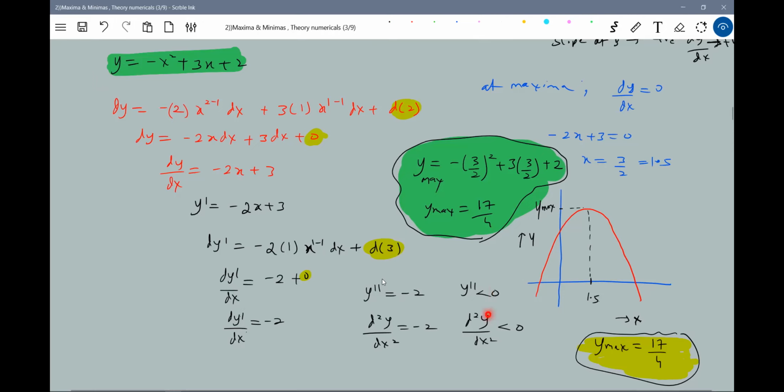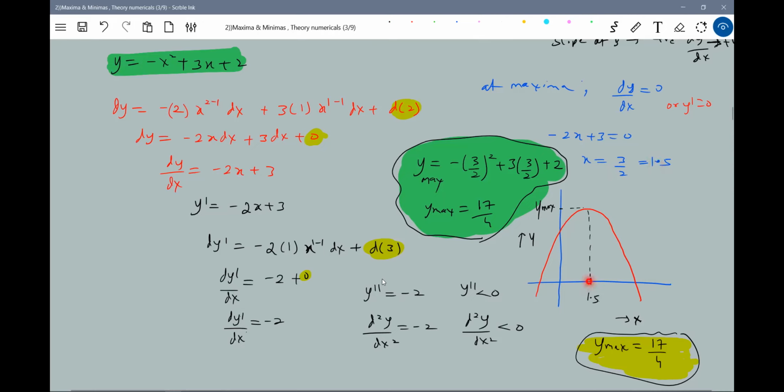Okay, a maximum exists. How to find that value? Equate the first derivative to 0. At maxima, what is the condition? The slope will be 0. So dy by dx equals 0, or y dash must be equal to 0. So let me equate to 0, then I get x equal to 3 by 2. So at x equal to 1.5, it will be maximum.